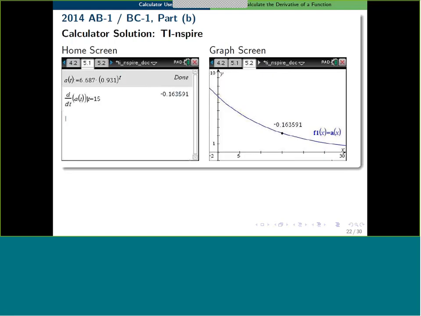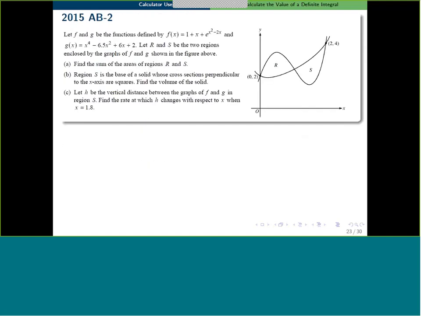On the Nspire, there once again I have it on the home screen on the left-hand side and the graph screen on the right-hand side. The notation or the display on the Nspire is really kind of stunning. It's very nice mathematically. The derivative of a at t equal to 15, and thankfully, again, the same answer.